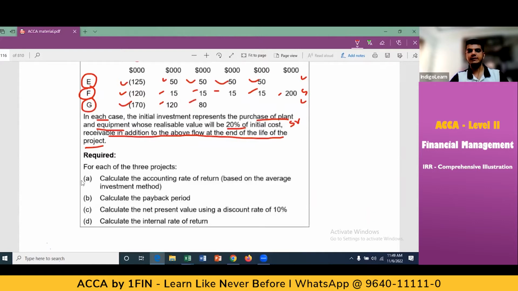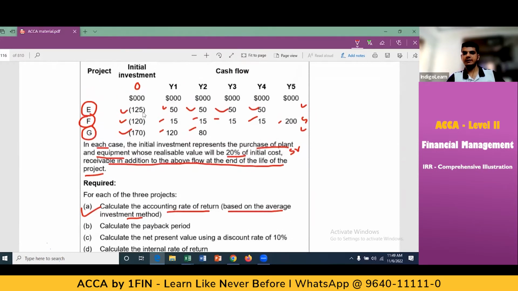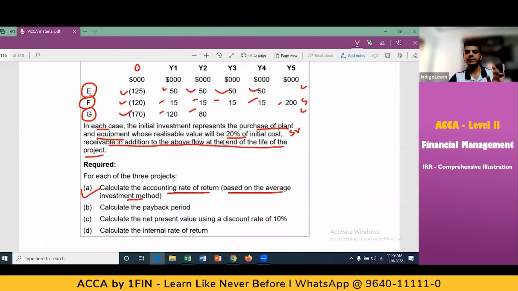Okay, 4 things for all 3 projects. One is calculate the accounting rate of return based on the average investment method. Average investment method means you have to take average investment, that is the initial cost that you are putting, plus the scrap value, divided by 2. So the average of these two is your average investment in the project. Second is payback period. Third, calculate the NPV using a discounting rate of 10. Fourth, the IRR. For IRR, obviously you have to take 10, then one more rate, suppose 20, and then interpolate and get the result.